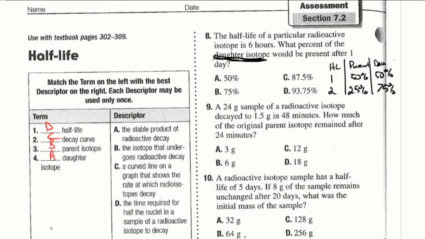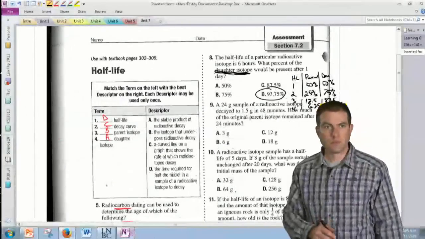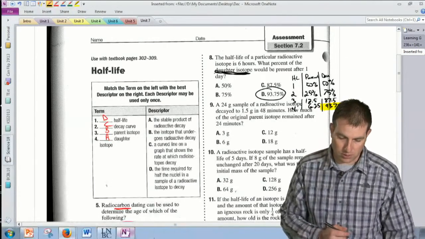6 hours, after 1 day. So 1 day is 24 hours, so that's 4 half-lives. So 3 is 12.5 and 87.5. And then 4 half-lives is 6.25 parent, which is 93.75 daughter. So it's asking about the daughter amount, and then you guys decided it was D, 93.75. And you're right. So you guys are all over that.